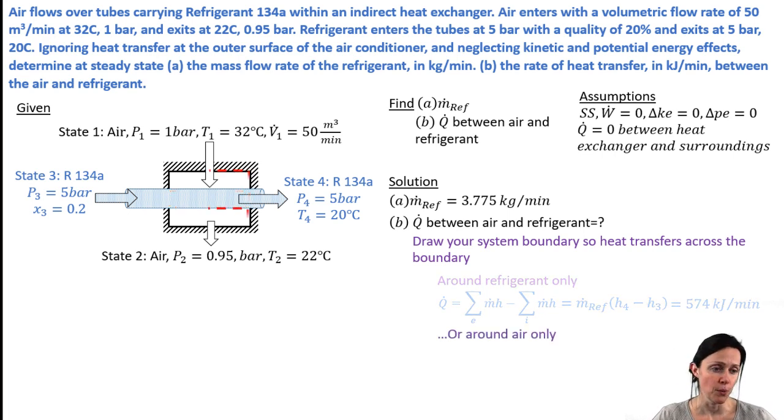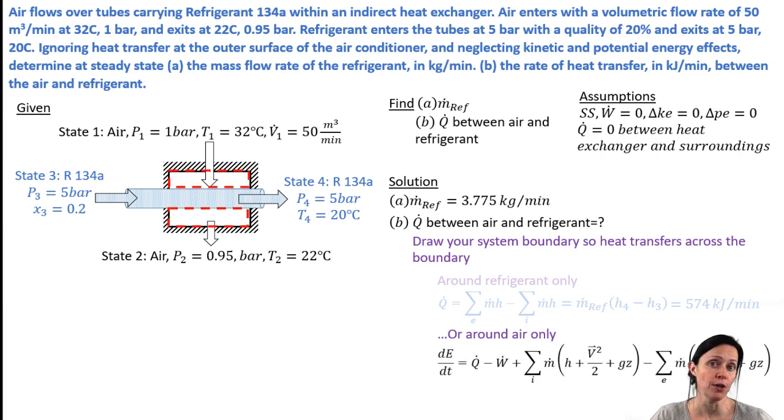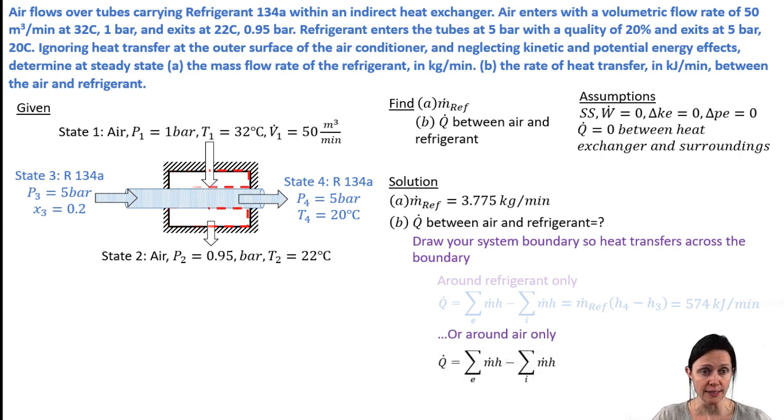Now let's do it the other way. If we draw our control volume around the air and we apply our conservation of energy, we've got Q dot, because yes, we do have Q dot, equals the sum of the m dot h's going out minus the sum of the m dot h's going in. And the m dot in and out of that control volume is the m dot of the air. And I've got all the information needed from part A to plug in here, and I can get negative 574 kilojoules per minute.